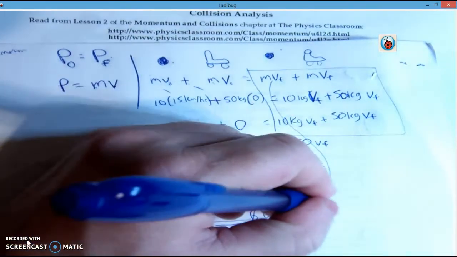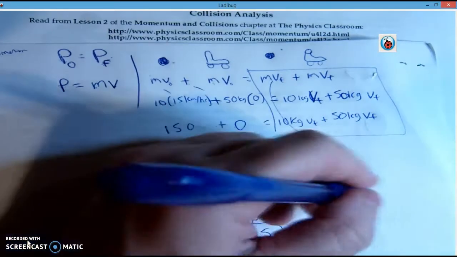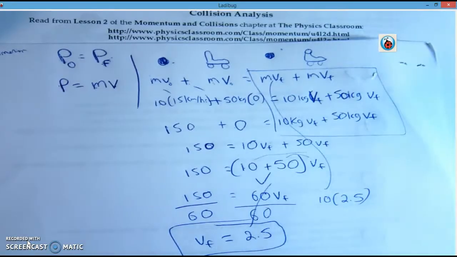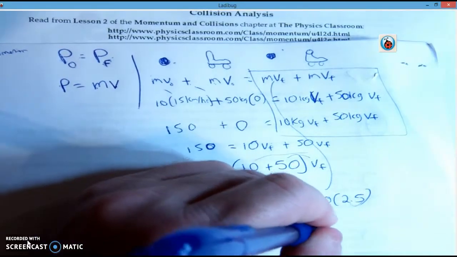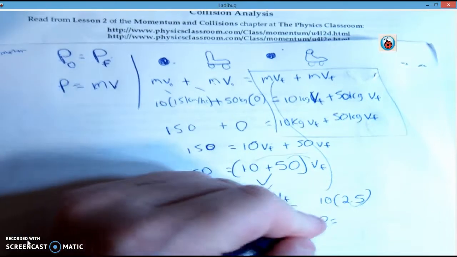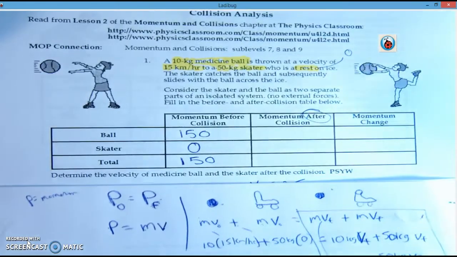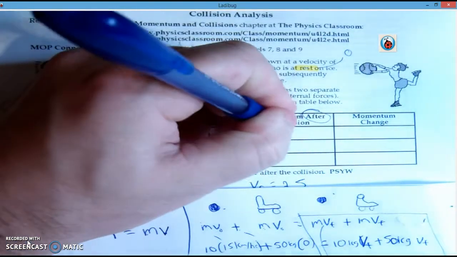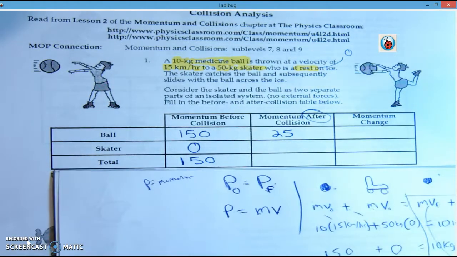So 10 times 2.5, that's our final momentum of the medicine ball. So if it's multiplied by 10, we just move the decimal once to the right. So the final momentum of the medicine ball, that's the final momentum, is 25. So we're going to come back up here. We're going to put 25 right here. Awesome.